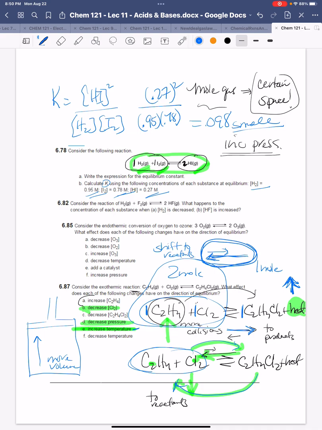Basically, this is a small K value. And what a small K value tells us is it's going to favor reactants. We're going to have more reactants than products in this equilibrium. And if you look at it, that's exactly what it says, right? There's more hydrogen and more iodine in this solution than there is hydrogen iodide. So that small K value favors reactants.